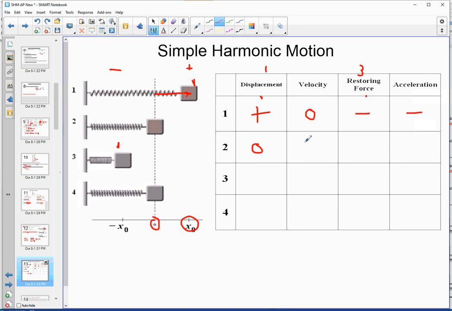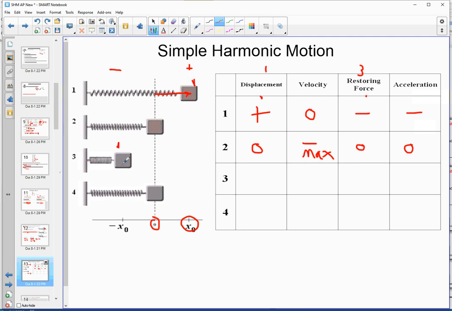Which way is it moving? Well, it's moving in the negative direction. And does it have a restoring force? The only time it doesn't have a restoring force is when it doesn't have an x. Fs equals kx. So at that point, we have no restoring force and we have no acceleration, although it's going really fast there. This is going to be the maximum speed when you go through the equilibrium position.